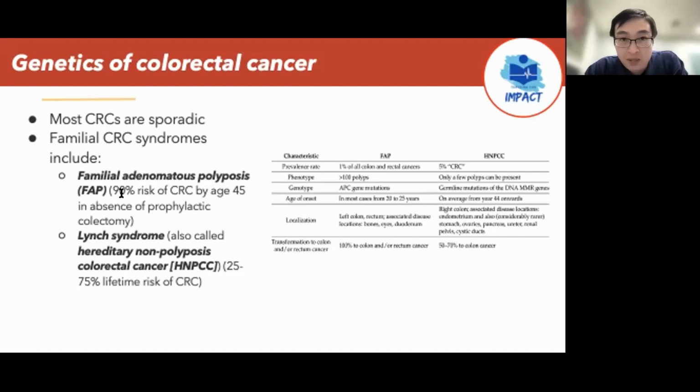FAP is incredibly rare. Less than 1% of colorectal cancers are caused by FAP. And as I have put down on the table, usually caused by germline mutations in the APC gene. And typically in FAP, it's pretty obvious when a patient has FAP. Not sure if you guys have seen any colonoscopy images of FAP, but they have multiple polyps developing, even as early as childhood. And colorectal cancer occurs in 90% of untreated individuals who don't undergo prophylactic colectomy by age 45.